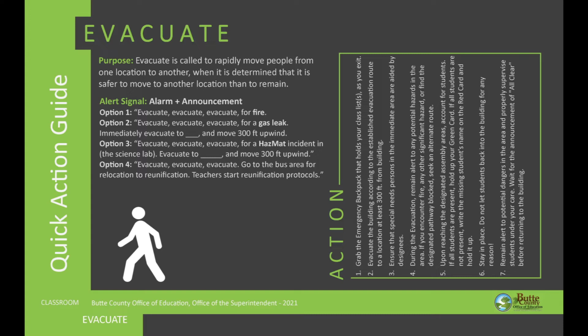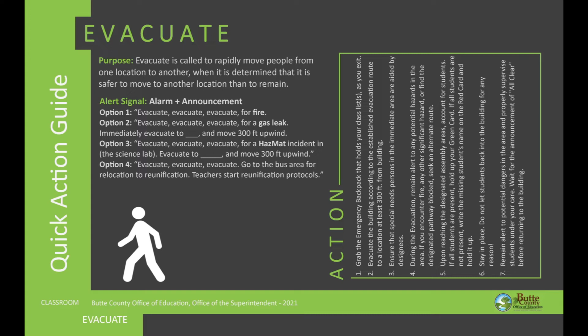Looking at the action box for Evacuate, you will see it shows a list of actions for you to take during evacuation. Number 1, grab the emergency backpack that holds your class list as you exit. Number 2, evacuate the building according to the established evacuation route to a location at least 300 feet from the building. Number 3, ensure that special needs persons in the immediate area are aided by designees. Number 4, during the evacuation, remain alert to any potential hazards in the area. If you encounter fire, any other significant hazard, or find the designated pathway blocked, seek an alternative route.